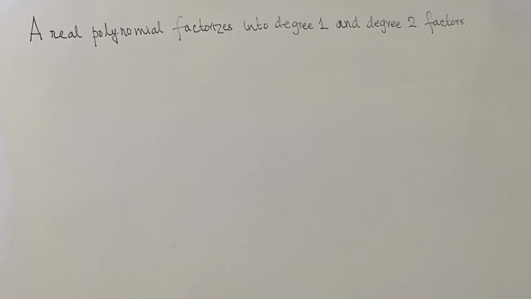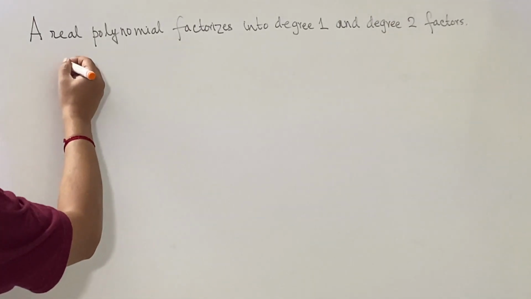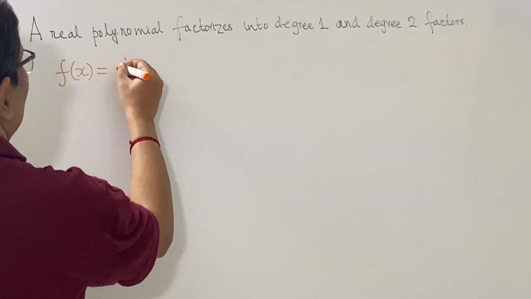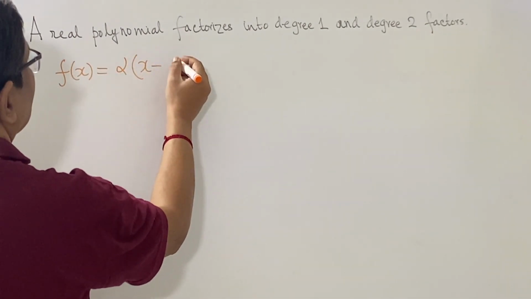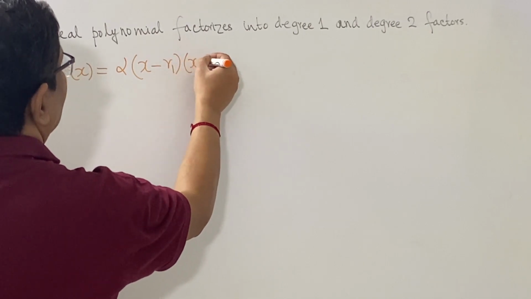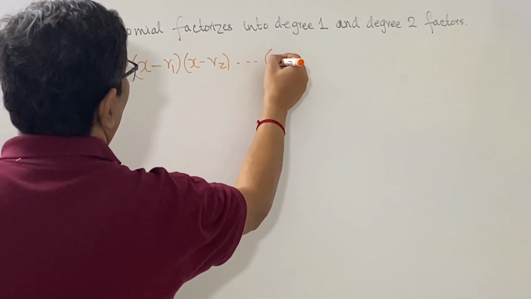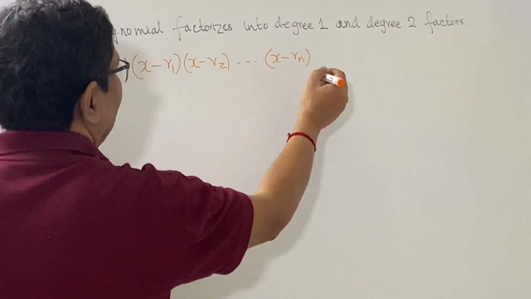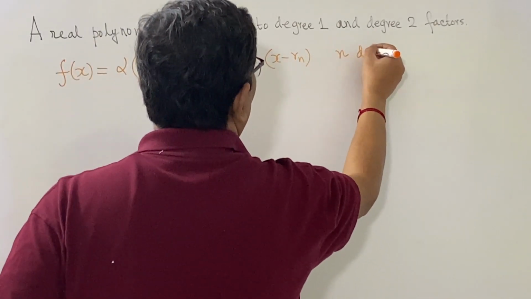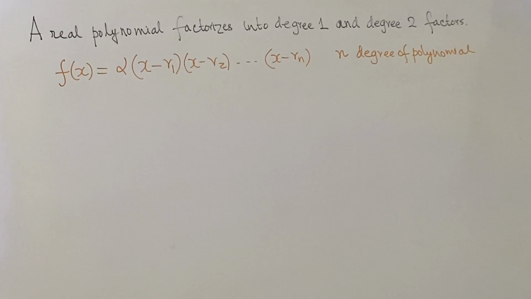For that, we will use the fundamental theorem of algebra, which states that any polynomial with real or complex coefficients has n real or complex roots. So let this polynomial f(x) be written as alpha into (x minus r1) into (x minus r2) into ... (x minus rn), where n is the degree of the polynomial. Now this r1, r2, ..., rn can be real or complex.